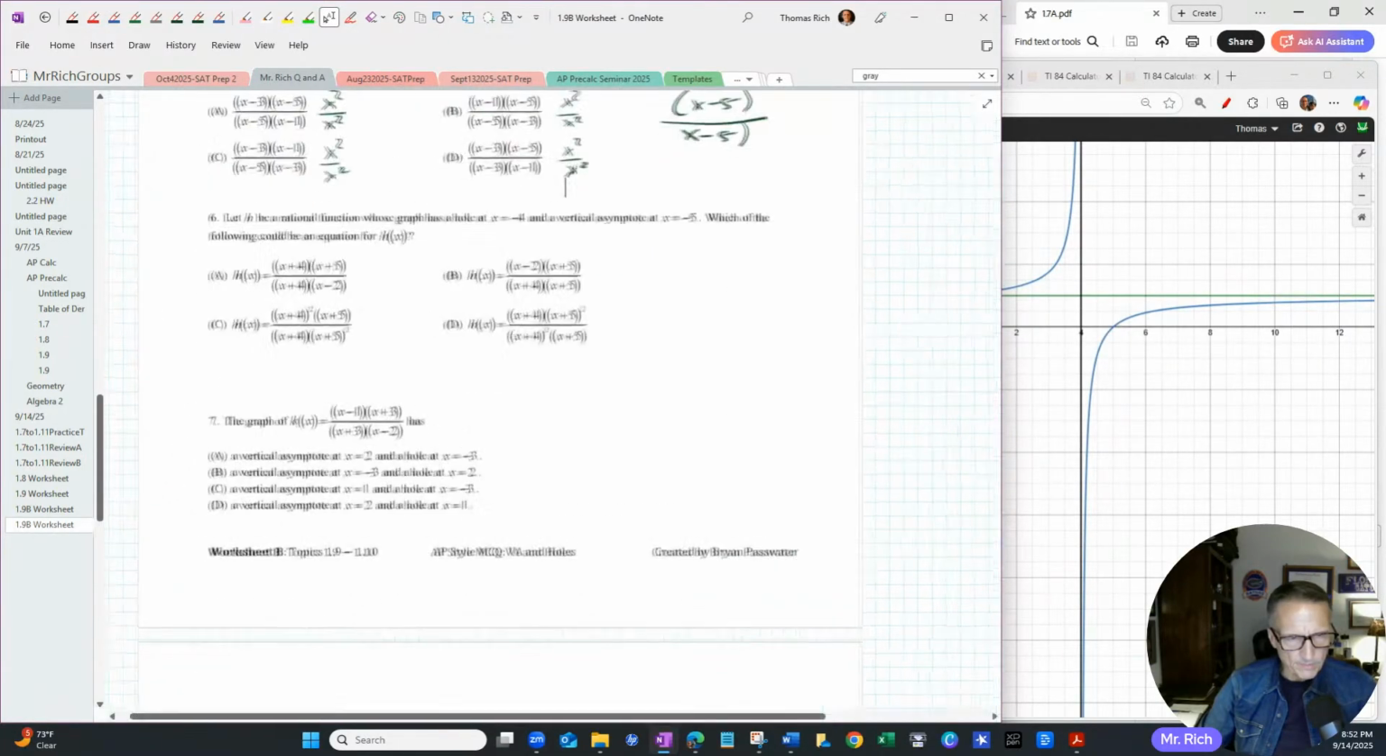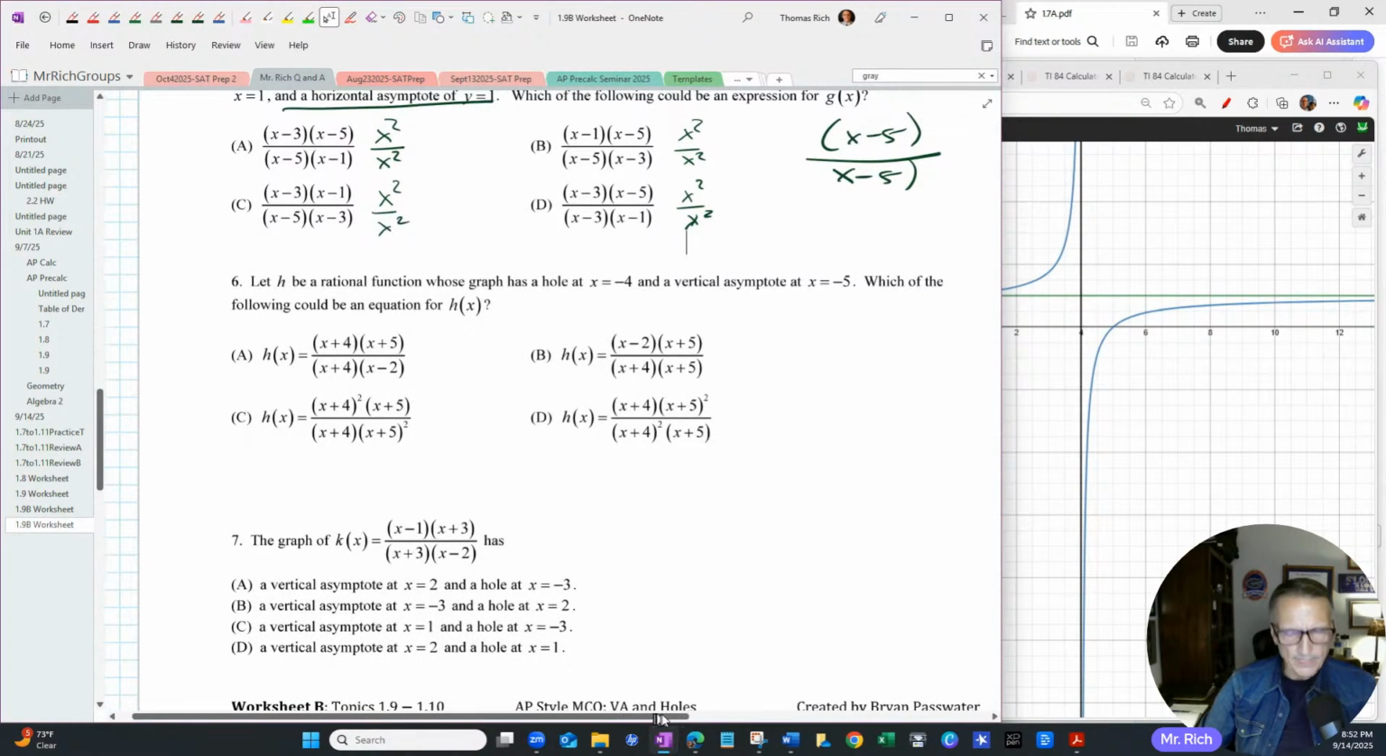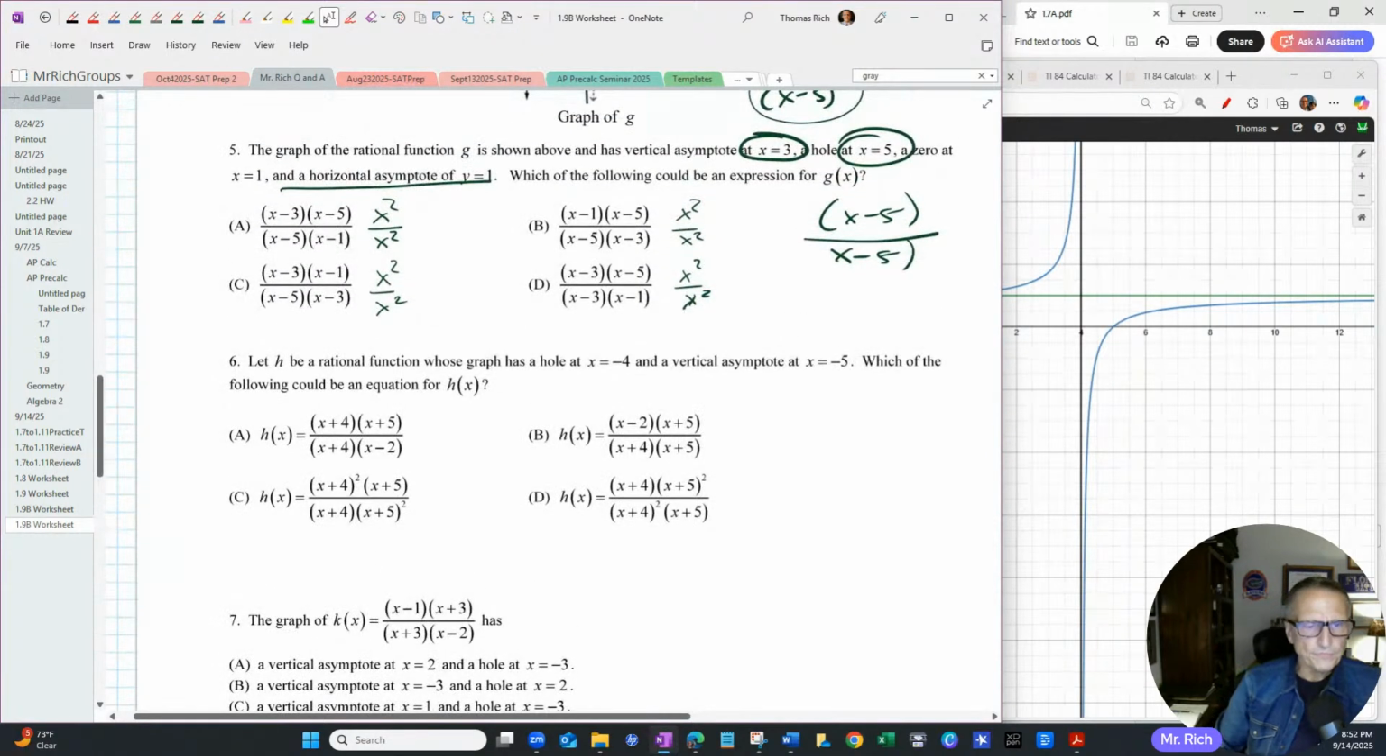I want to show you this one because if you don't look at a problem like this and you see it on the test, it might really cause a lot of confusion. This says that we have a rational function that has a hole at x equals -4 and a vertical asymptote at -5. So that means that in the denominator, there should be an x plus 4 factor and an x plus 5 factor. So when you take a look at these, you can see we got x plus 4s and x plus 5s all over the place.